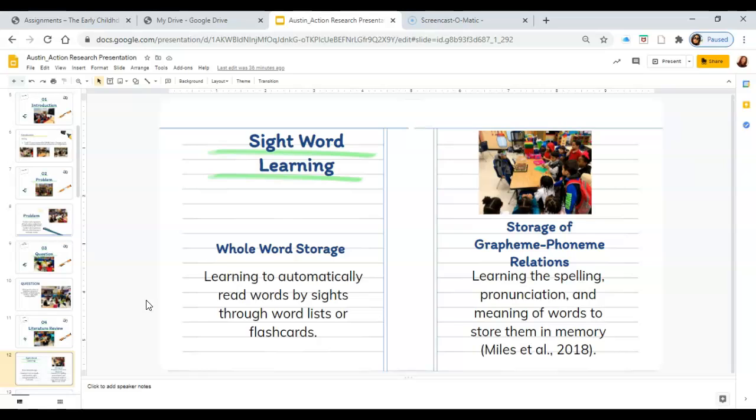I also learned what is storage of grapheme phoneme relations. That is learning the spelling, pronunciation, and meaning of words to store them in memory. So teachers, that is when we teach our students how to decode words instead of asking them to memorize the whole word. It is when we show them how to segment and blend the phonemes in a word so that they can read it and it becomes a part of their memory instead of just memorizing the entire word.